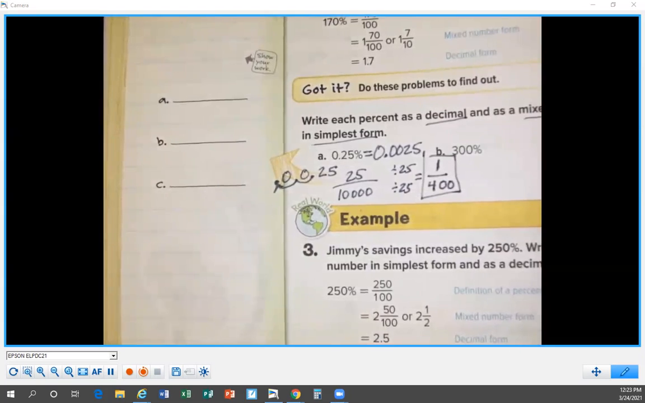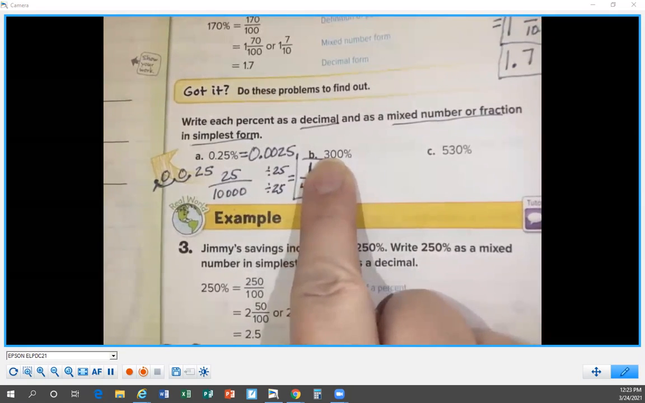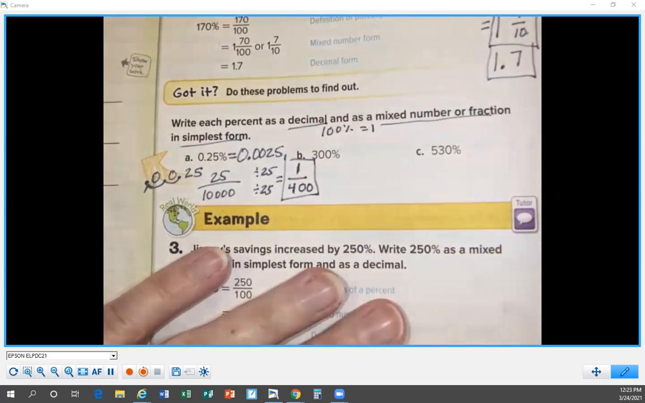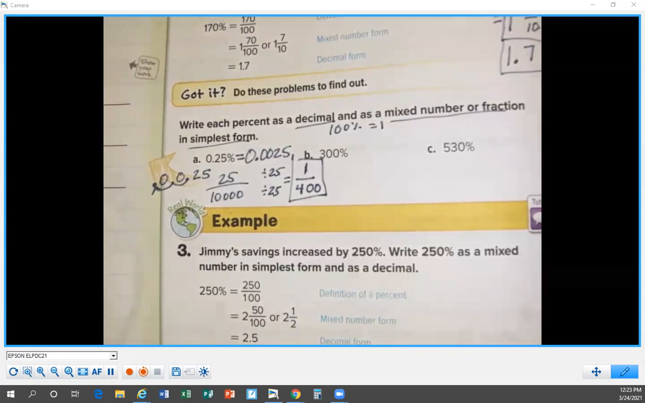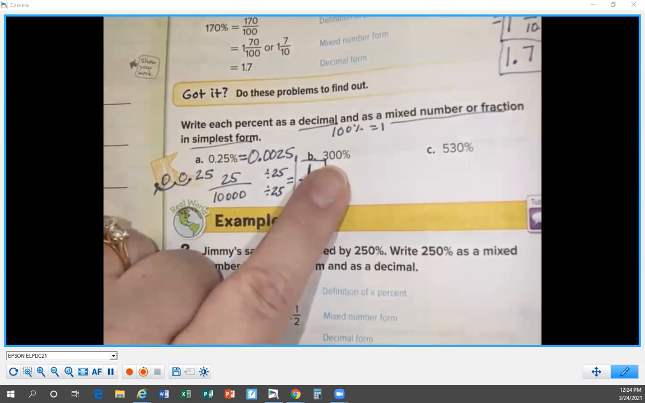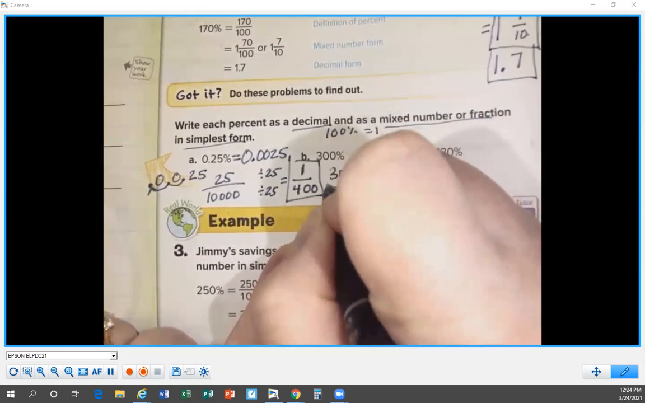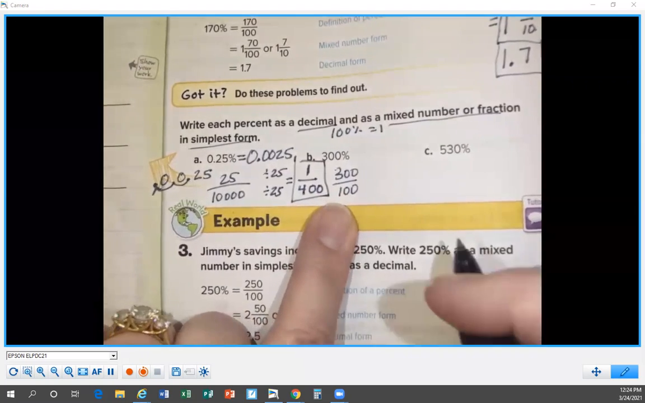All right, let's look at B. Now for B, I'm going to ask you to think about this. If we know that 100% is equal to 1 whole, 300% would be equal to what, everybody? 3. If 100% is equal to 1, because it's the whole thing, 300% would be equal to 3. If you want to think of this mathematically, 300% means 300 per 100. 300 divided by 100 is 3.